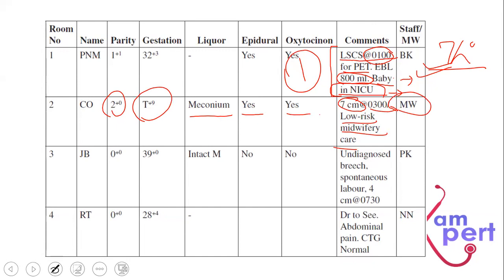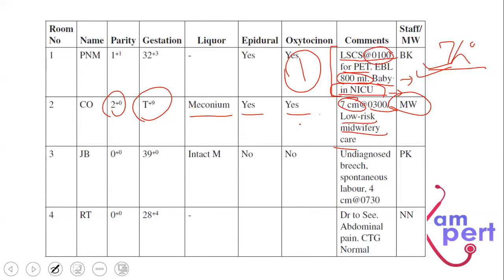So you will say, okay, this looks to me like she is gravida 3 and she is post term. At the moment, she is having meconium stained liquor. Epidural has been sited and oxytocin is given. At 3 o'clock, she was 7 centimeters and now it is 8:30. So I will ask the midwife her current findings. I will ask what her current CTG is.